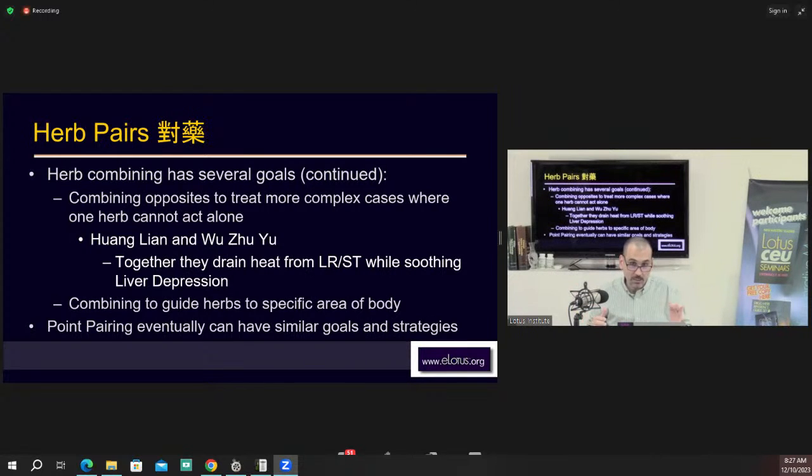So that would be an example of a point pairing that is synergistic and guiding, right? So that's another potential option for point pairing, just like we can do similar things with herb guiding. Does it make sense? So these are all things that we can try to accomplish with point pairs, just like we accomplish them with herb pairs. And so we have to start thinking more consciously of how can we accomplish this with our point combining. Okay.